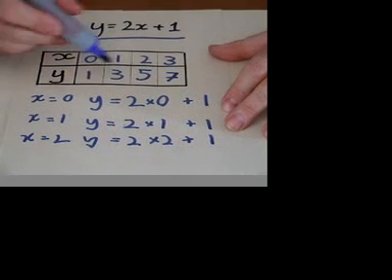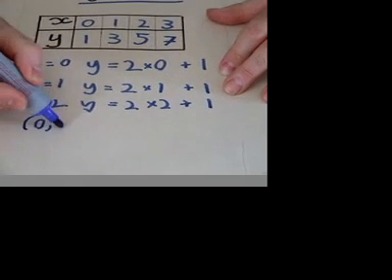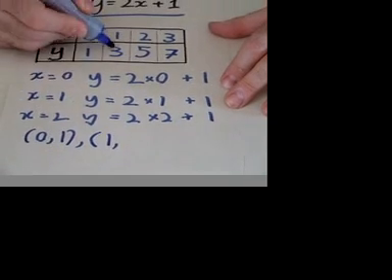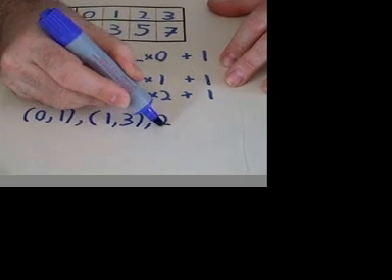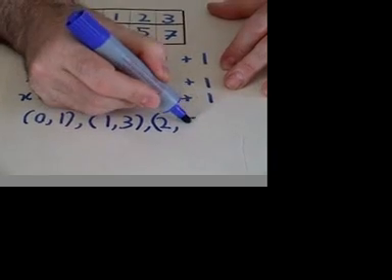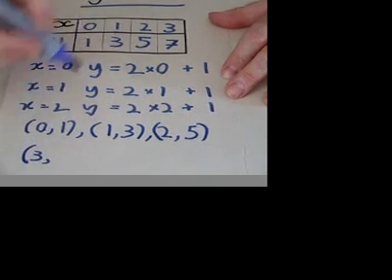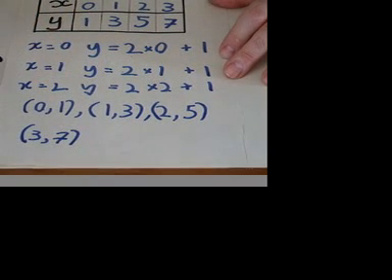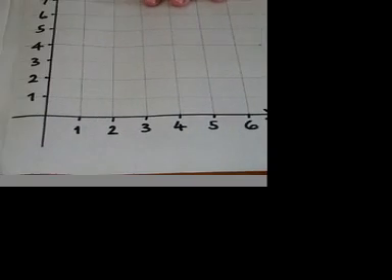So what I have now are the coordinates. When x is 0, y is 1. When x is 1, y is 3. When x is 2, y is 5. And when x is 3, y is 7. So what I now have to do is plot these points onto the graph. If I just move that outside for the moment, here I've got my graph.